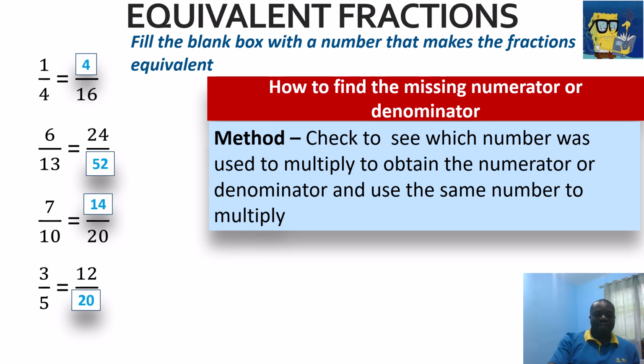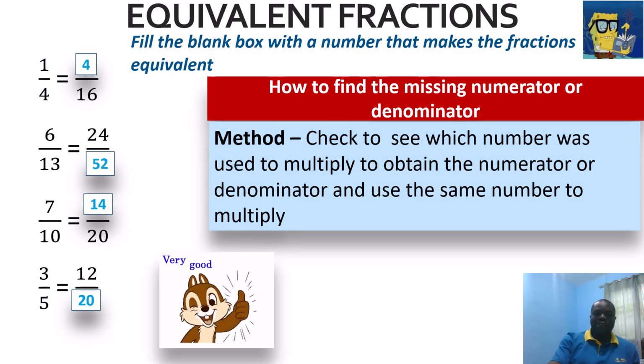Here, the logic is that 3 times 4 gives 12. So you just need to multiply the denominator 5 by 4 as well, and the answer is 20. Well done. Very, very good. Let's move on.